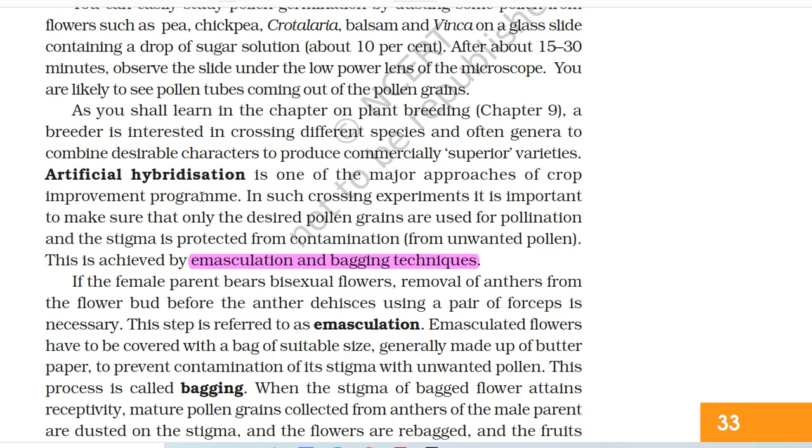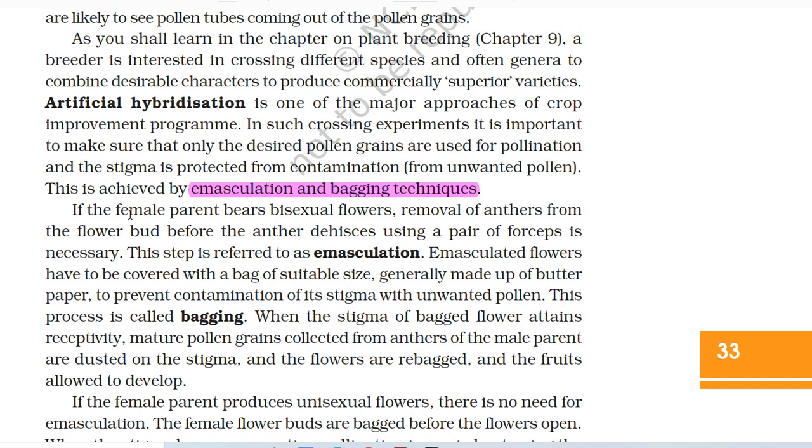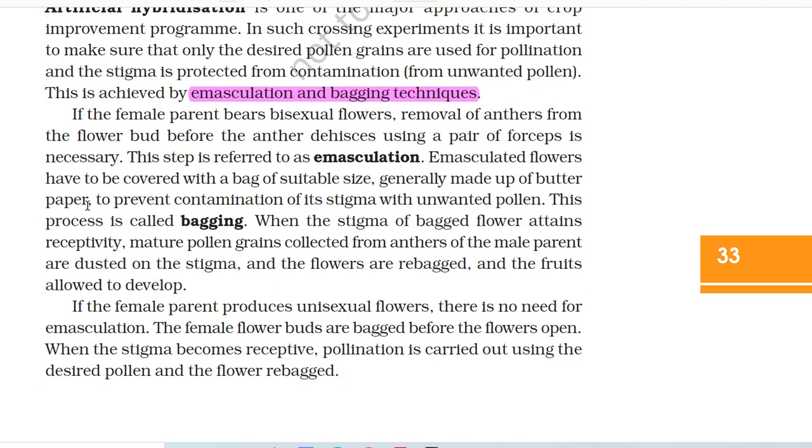Artificial hybridization is one of the major approaches of crop improvement programs. In such crossing experiments, it is important to make sure that only the desired pollen grains are used for pollination and the stigma is protected from contamination, that is, from unwanted pollen. This is achieved by emasculation and bagging techniques.